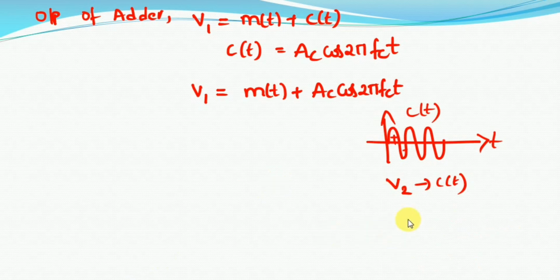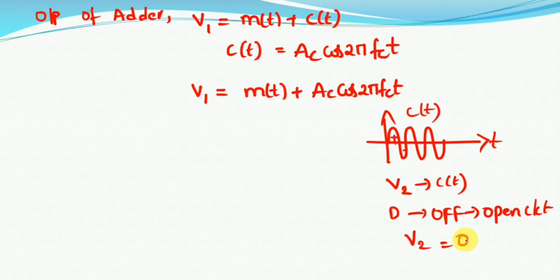Now let us see what happens during the negative half cycle. During the negative half cycle, this diode will be in the off state, which means it acts as an open circuit, so it simply blocks the incoming signal. Therefore, I can write the output of the diode will be equal to 0.